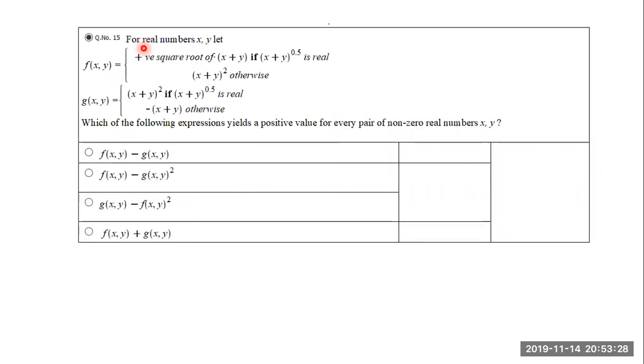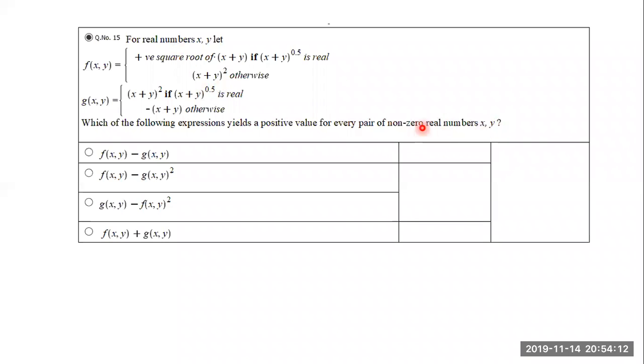Now, question number 15. For real numbers x, y, let f of x, y be equal to the positive square root of x plus y if (x plus y) to the power of 0.5 is real, and (x plus y) whole squared otherwise. G of x, y is equal to the other way: (x plus y) whole squared if (x plus y) to the power of 0.5 is real, and minus (x plus y) otherwise. Which of the following expressions yields a positive value for every pair of non-zero real numbers x, y?